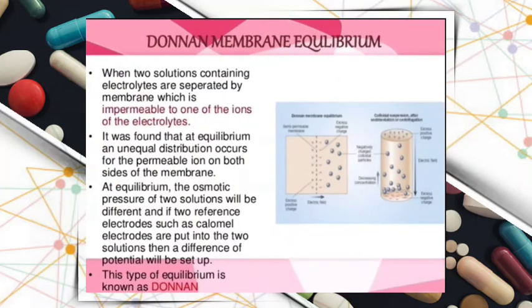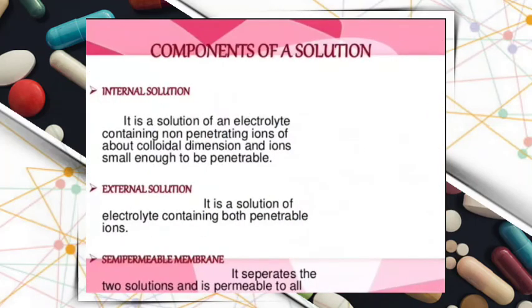Donnan membrane equilibrium. The components of the system are the internal solution, the external solution and the semi-permeable membrane. First, the internal solution is a solution of an electrolyte containing a non-penetrating ion of colloidal dimension and ions small enough to be penetrable. Then the external solution is a solution of electrolyte containing both penetrable ions. Then the semi-permeable membrane separates the two solutions and is permeable to all the solutes except the colloidal ion.